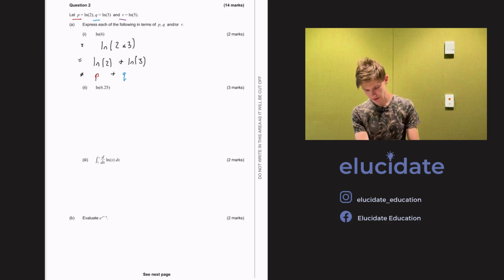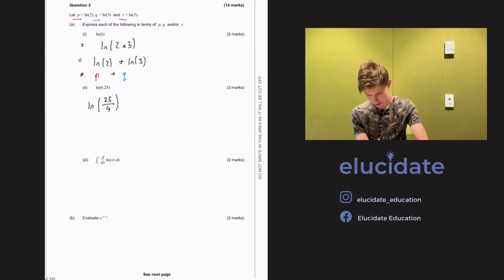All right, second question. This one's a little bit trickier. We've got the natural log of 6.25. Now, it's not entirely obvious, but 6.25 is actually equal to this fraction here, 25 divided by 4. Now, if we take 25 divided by 4, we know that that's the same thing as ln of 5 squared divided by 2 squared.